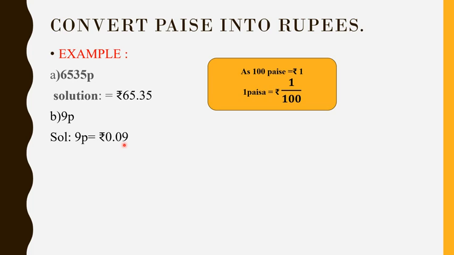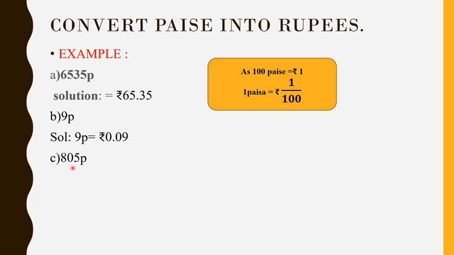Paise is always represented in 2 digits. Remember that. And why 2 digits? Because 100 has 2 zeros. So we will be representing this in 2 digits. So we will write rupees in symbol form, 0.09.